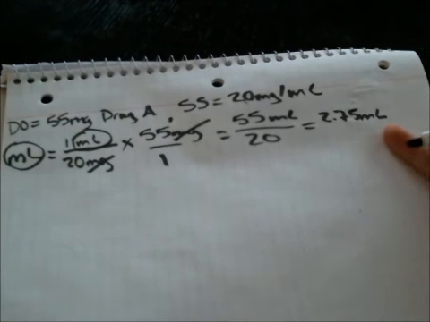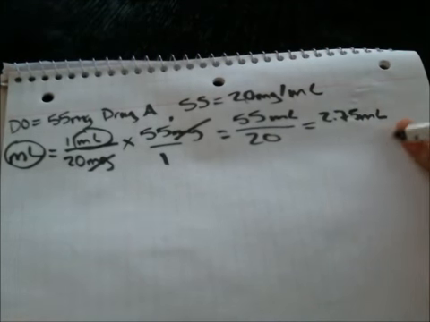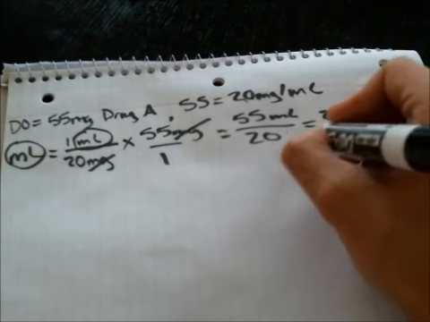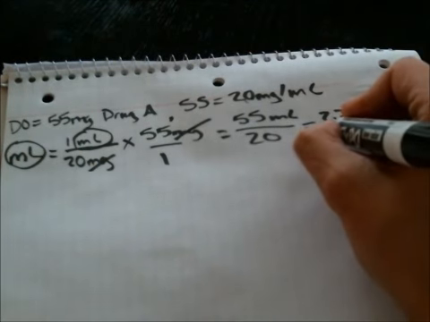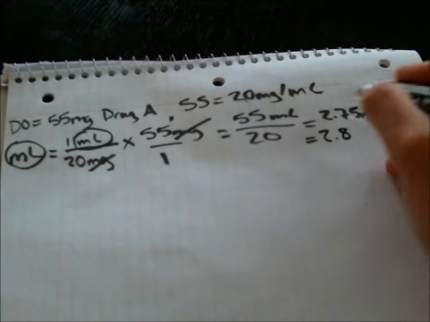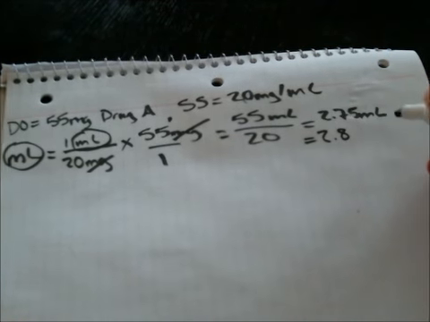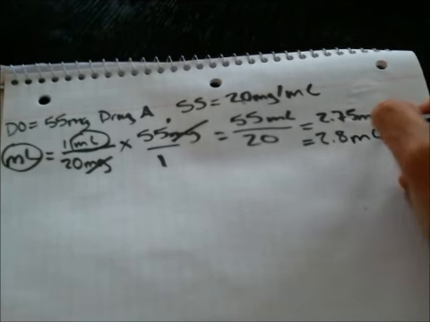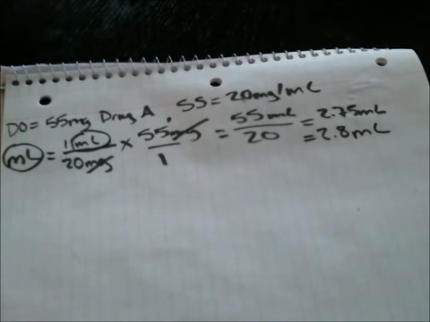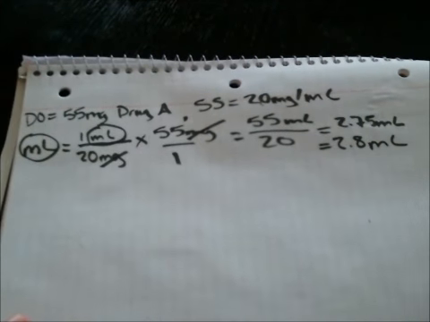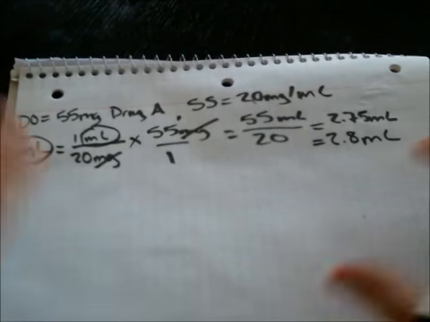It's always important to remember rounding. We've got 2.75. Some tests, some classes, some facilities may require you to round up. In my school, they wanted us to round up to 2.8, to tenths of milliliters. Your school may be happy with 2.75. So either one could be correct, but that would be how you would calculate that simple problem.